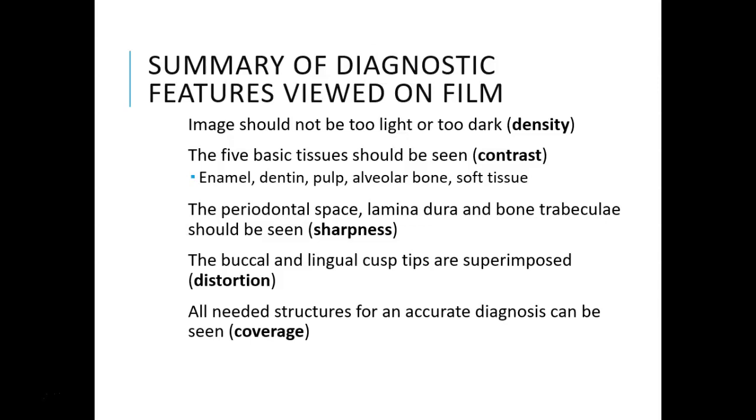Periodontal space, the lamina dura, and the bone trabecula should all be seen, and that's sharpness. So that's being able to see these very fine outlines means that the outlining of our image is nice and sharp, which is what we want to go for. The buccal and the lingual cusp tips are superimposed on each other. So this is distortion. So if the cusps are not superimposed, if we can see two distinct buccal and lingual cusps, then there's some kind of vertical angulation error. All needed structures for an accurate diagnosis can be seen. So that's coverage of the placement. Did we place it accurately so that we can see all the structures that we can make an accurate diagnosis?